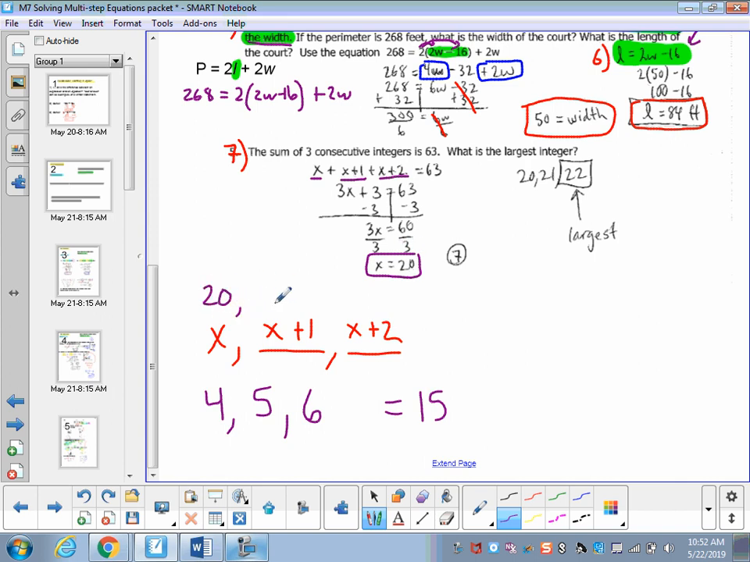So the next number after that would be 20 plus 1 is 21. And the next number after that would be 20 plus 2, that's 22. These are our 3 integers, and the largest integer would be 22.